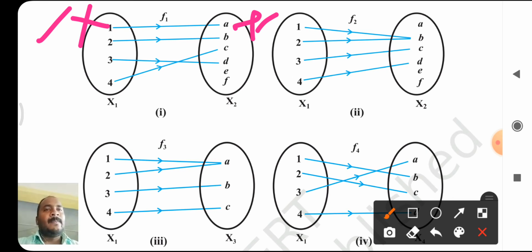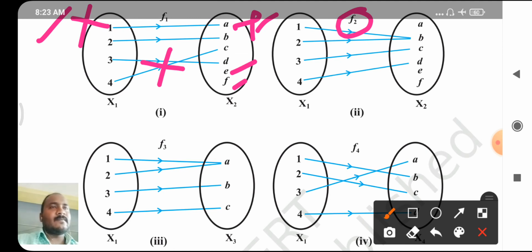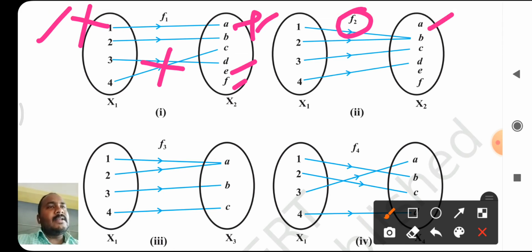Here in Y, E and F are not images, because of this it is not an onto function. Similarly, we observe in the f2 function, E and F are not images because they don't have pre-images.